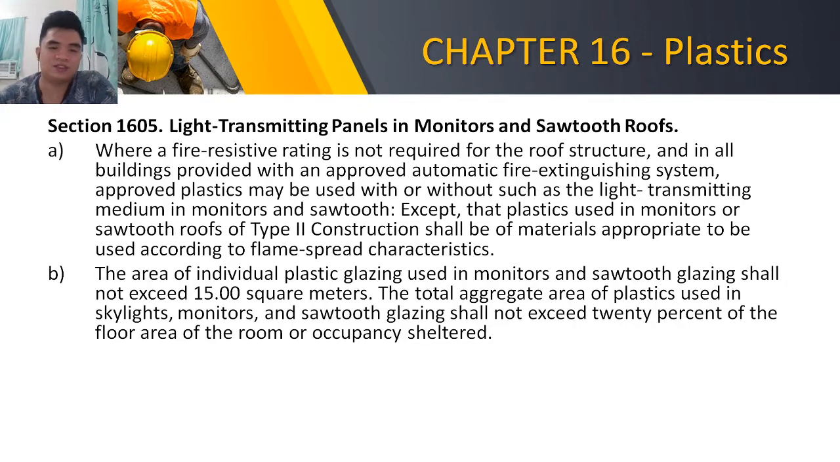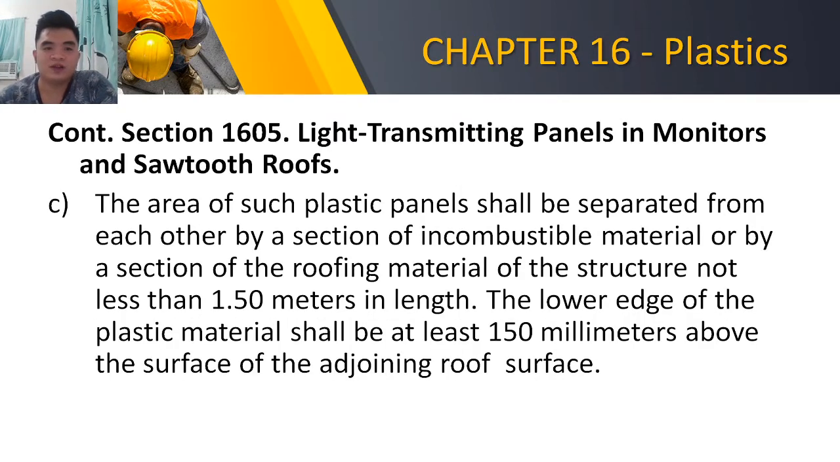The area of individual plastic glazing used in monitors and sawtooth glazings shall not exceed 15 square meters. The total aggregate area of plastics used in skylights, monitors, and sawtooth glazing shall not exceed 20% of the floor area of the room or occupancy sheltered. The area of such plastic panels shall be separated from each other by a section of incombustible material or by a section of the roofing material of the structure not less than 1.5 meters in length. The lower edge of the plastic material shall be at least 150 millimeters above the surface of the adjoining roof surface.